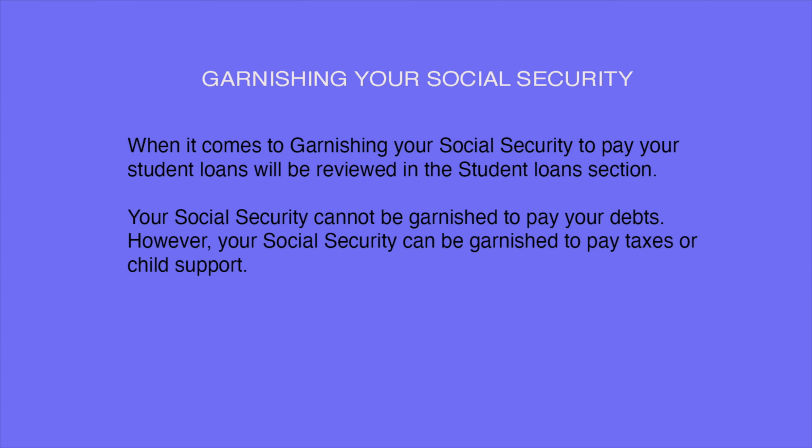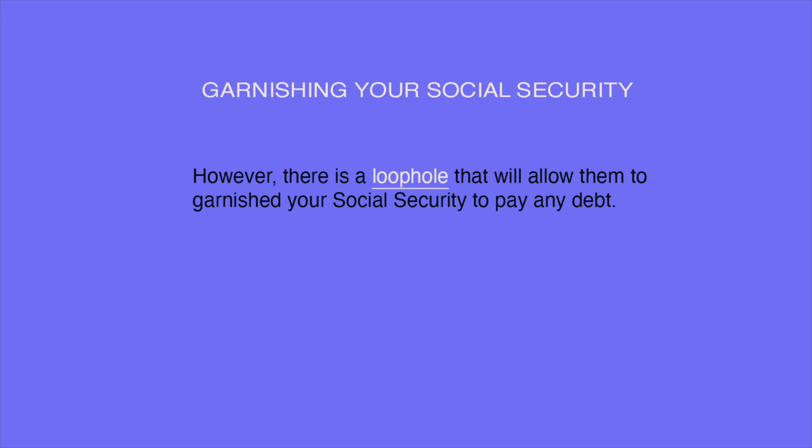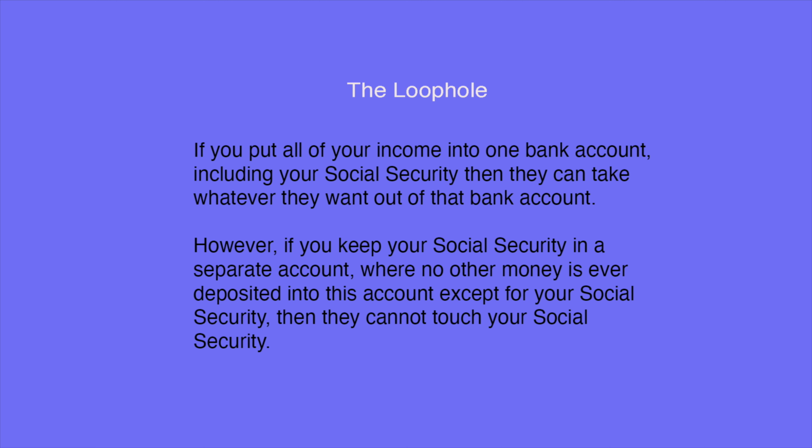Garnishing your Social Security. When it comes to garnishing your Social Security to pay your student loans, that will be reviewed in the student loan section. Your Social Security cannot be garnished to pay your debts. However, your Social Security can be garnished to pay taxes or child support. However, there is a loophole that will allow them to garnish your Social Security to pay any debt. The loophole.